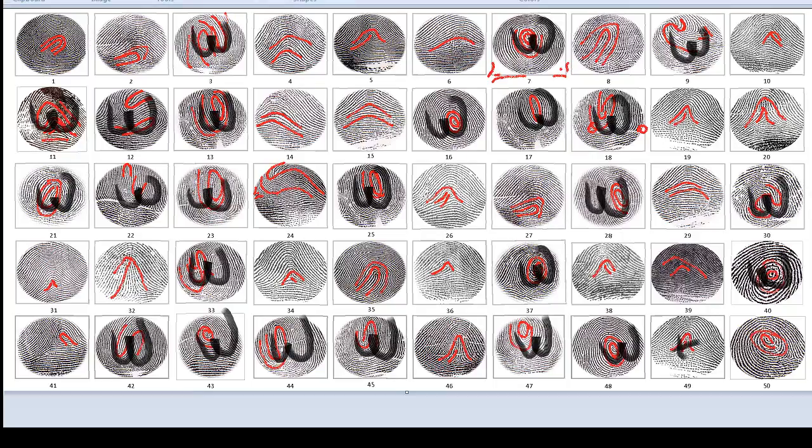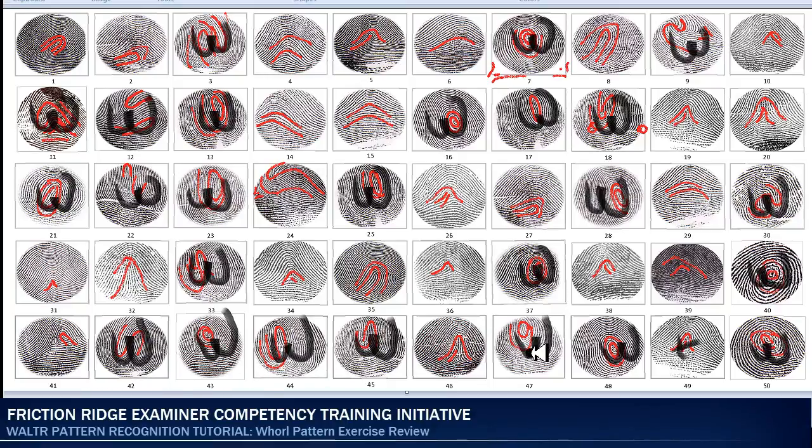I didn't need to mark that, but I'll leave it. Whorl. All right, let's count how many whorls that I have. There's one. 2, 3, 4, 5, 6, 7, 8, 9, 10, 11, 12, 13, 14, 15, 16, 17, 18, 19, 20, 21, 22, 23, 24, 25 whorls.